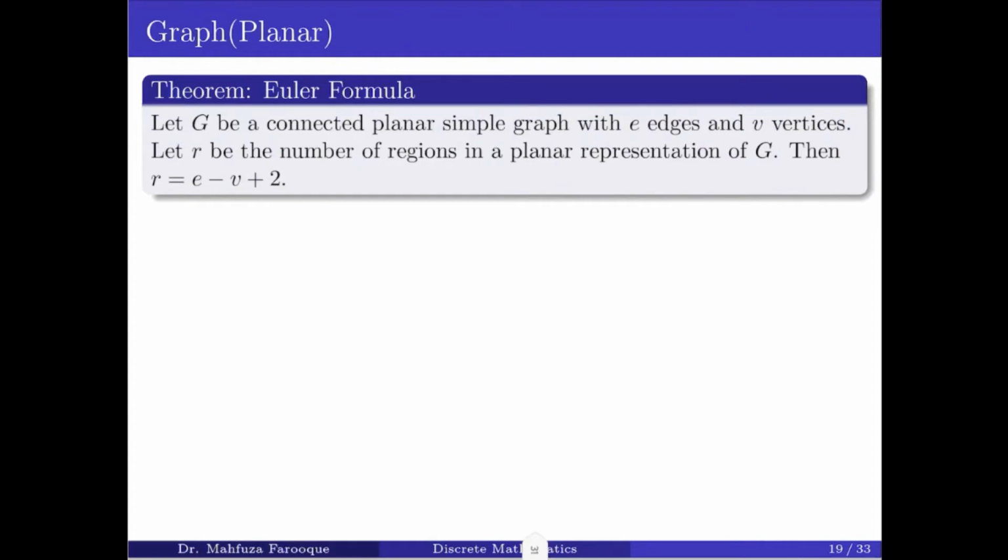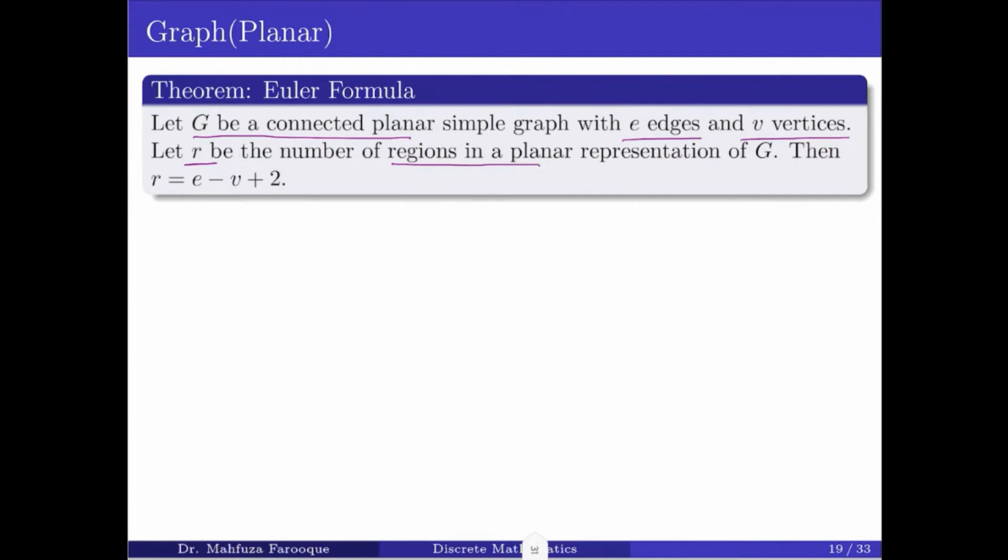Euler also gave a theorem to determine whether a graph is planar or not. So let's see that theorem. Suppose G is a connected planar simple graph with the number of edges denoted by E and the number of vertices denoted by V, and suppose R is the number of regions we get on this planar representation.